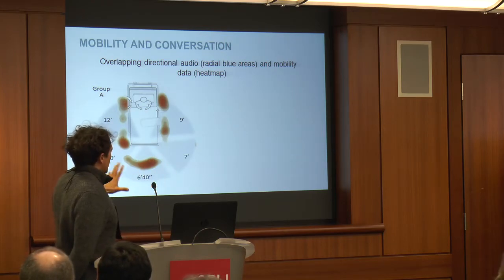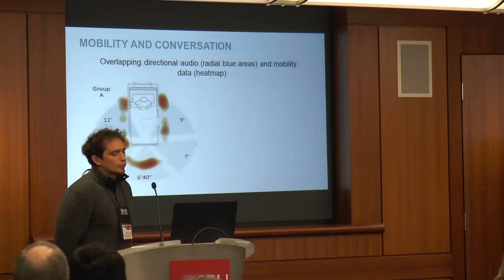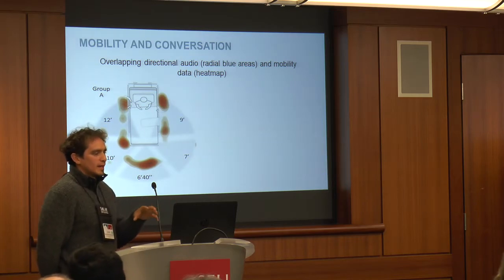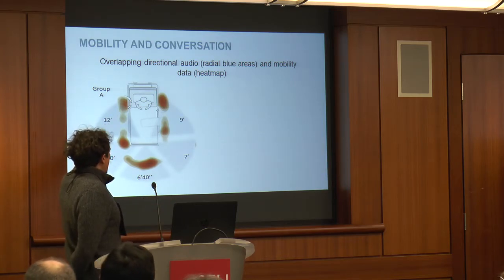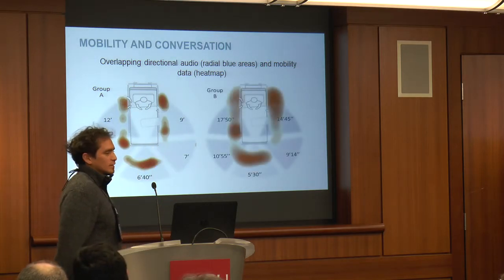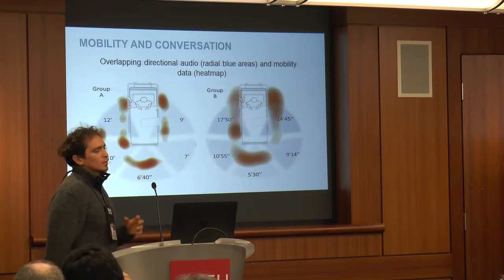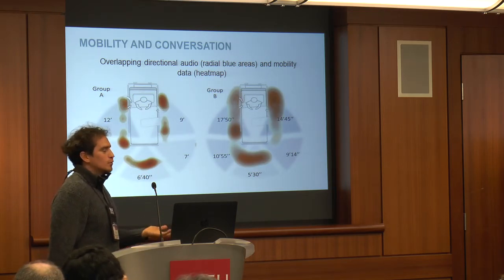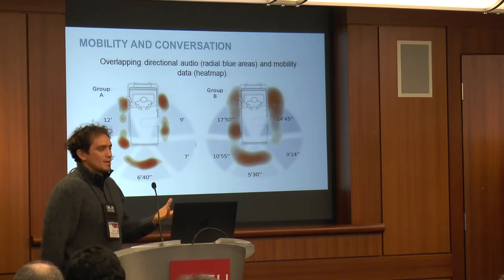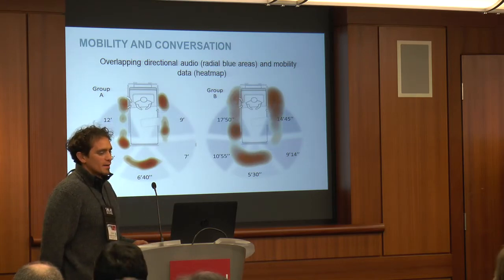But in this case, it's just to have an overview that although most of the physical activity occurs at the base of the bed, most of the conversation happens on one side of the bed. While in another group, group B, we can see even higher levels of conversation or audio received. So again, we need to explore more to try to find patterns that can have some meaning.